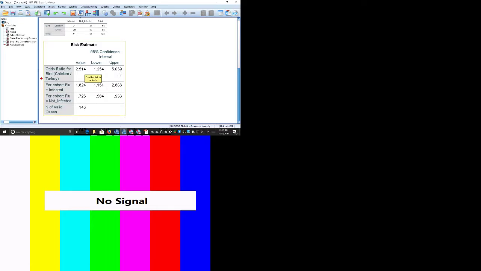So if we were to test whether you're more likely to be infected if you're a turkey than a chicken, we want to check if 1 is inside this interval. 1 is not inside this interval. That means that whether you're a chicken or a turkey impacts upon how likely you are to be infected.